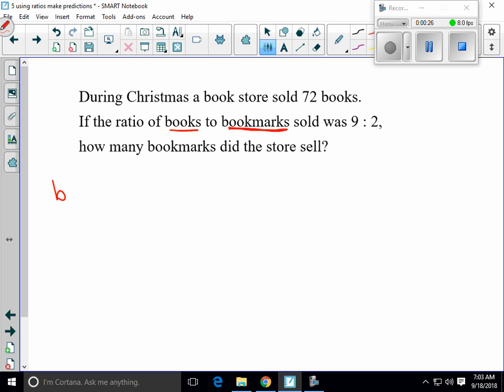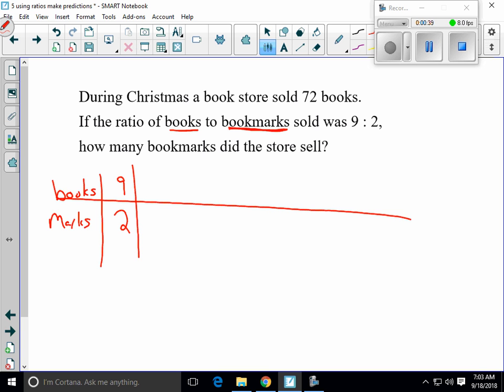To review, last time we looked at books to bookmarks. This relationship was 9 books to 2 bookmarks. If I keep going with that ratio, if I have 18 books, I would have 4 bookmarks. The books are going up by 9, and the bookmarks are going up by 2. So if I have 27 books, I would have 6 bookmarks.